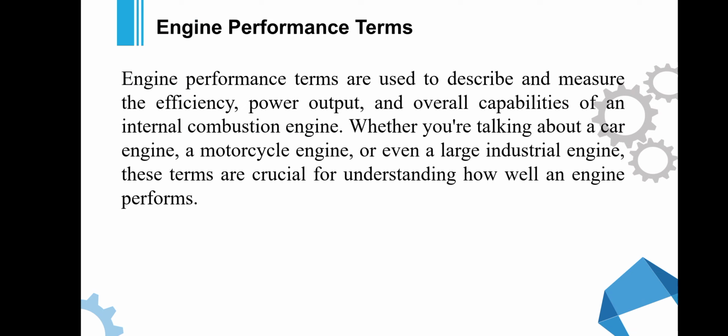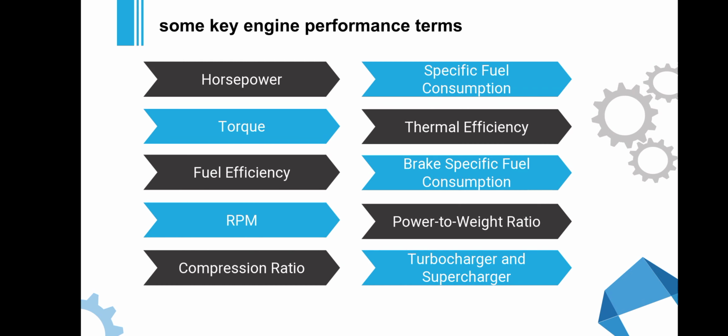Engine performance terms. Engine performance terms are used to describe and measure the efficiency, power output, and overall capabilities of an internal combustion engine. Whether you are talking about a car engine, a motorcycle engine, or even a large industrial engine, these terms are crucial for understanding how well an engine performs. Some key engine performance terms: horsepower, torque, fuel efficiency, RPM, compression ratio, specific fuel consumption, thermal efficiency, brake specific fuel consumption, power to weight ratio, turbocharger, and supercharger.